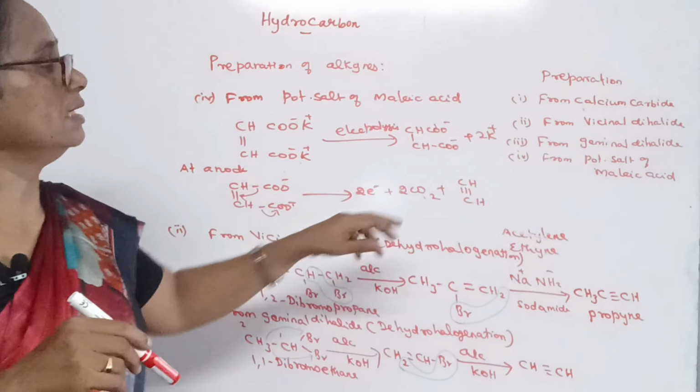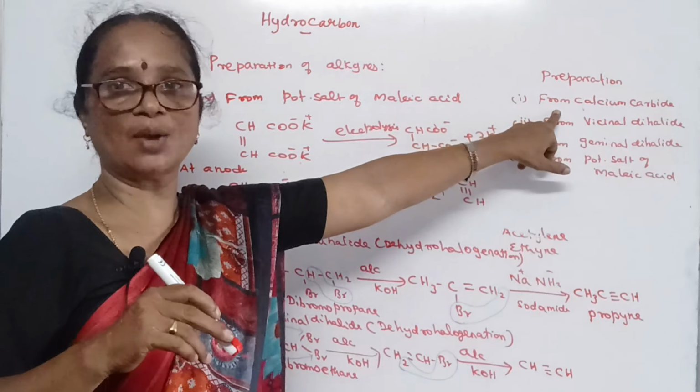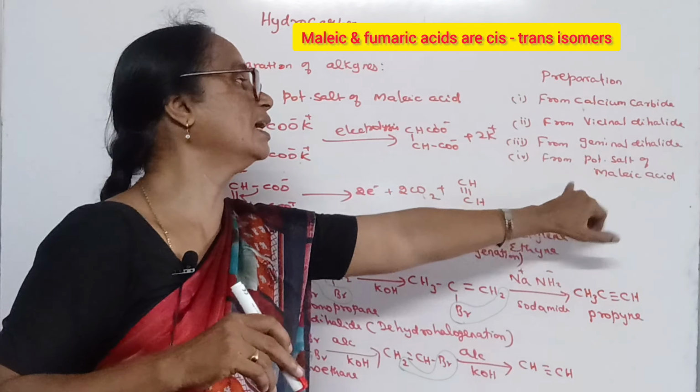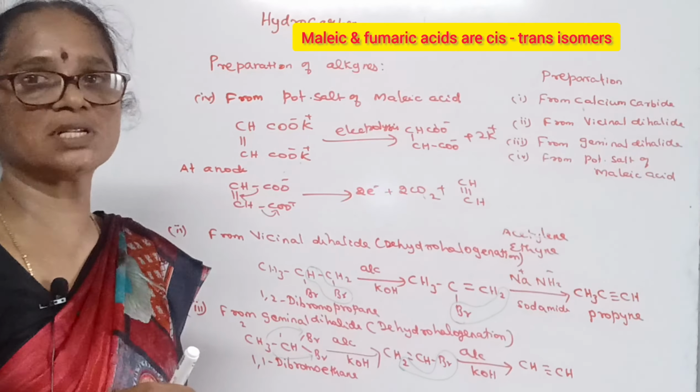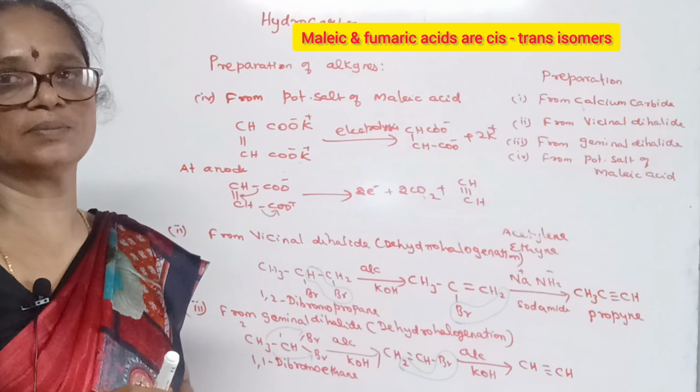So ethyne can be obtained from the industrial process from calcium carbide, or from vicinal dihalide, geminal dihalide, as well as from potassium salt of maleic acid, or even we can take fumaric acid.